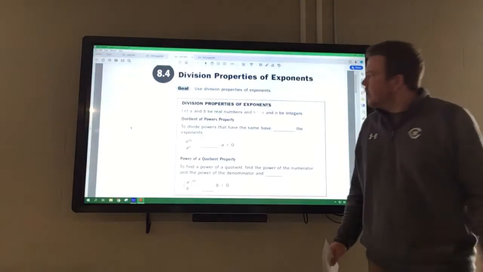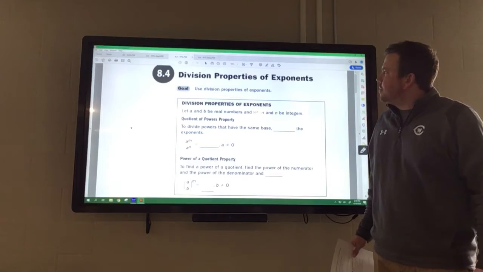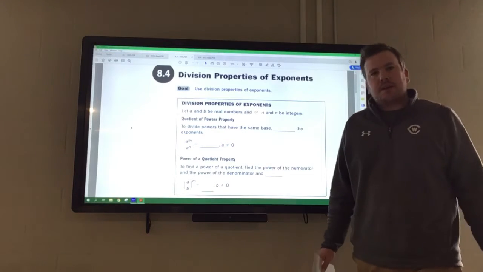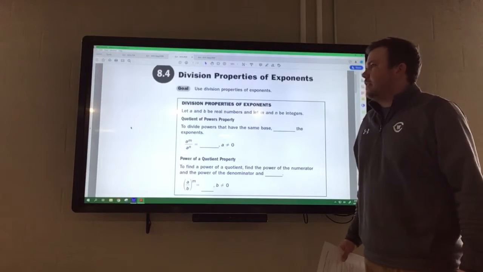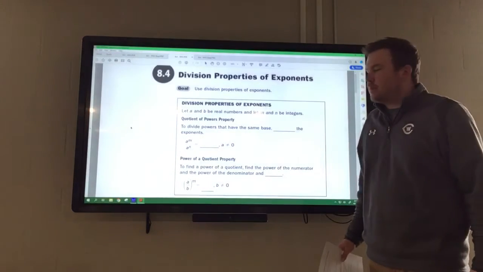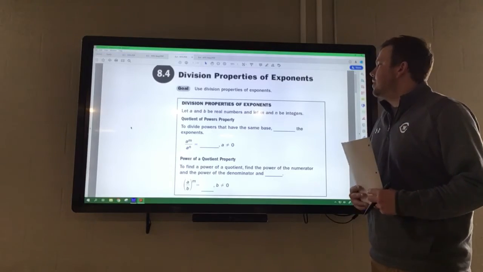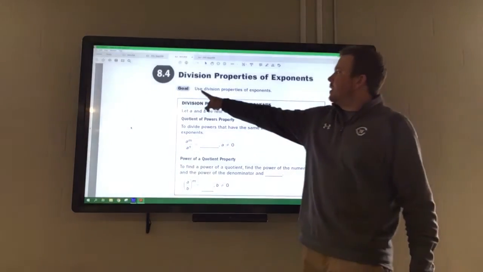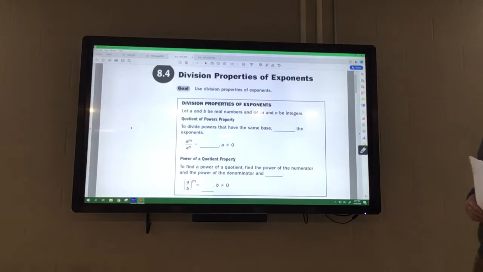Hello class. Today we're going to talk about lesson 8.4, the division properties of exponents. So we already learned about some of the laws of exponents, mostly the multiplication laws of exponents. Now we're going to look at the division properties of exponents, or division laws of exponents. Our learning target today is to be able to use those division properties of exponents.